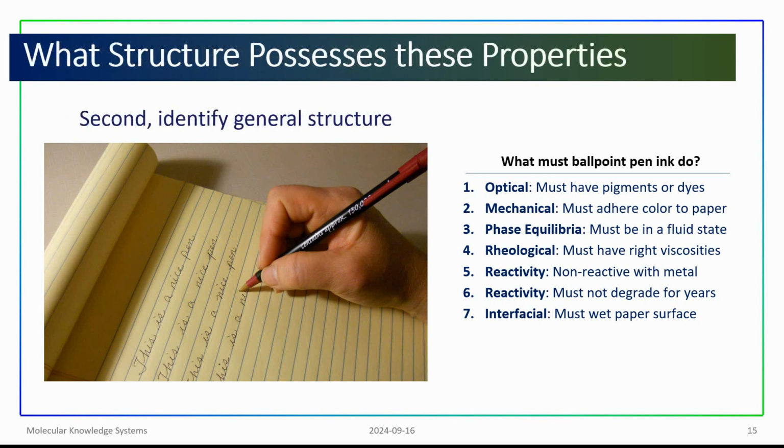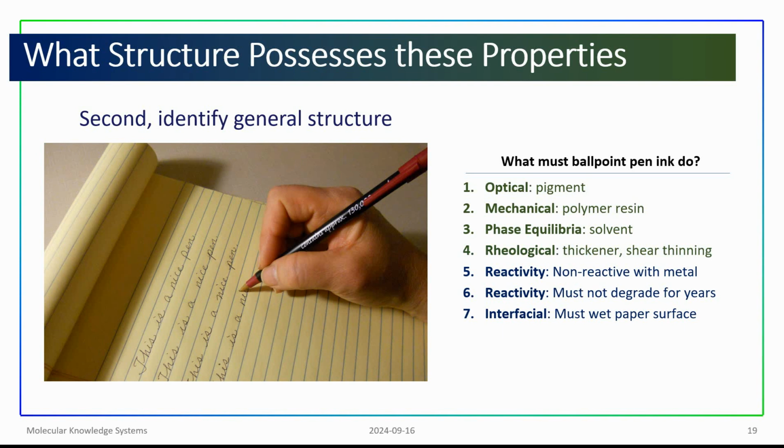Once we have all the important properties identified, we now begin to design the structure of the chemical product. For ballpoint pen ink, a mixture product, the structure means the types of mixture components. For example, for optical properties, we need a pigment. To adhere this pigment to paper, we need a polymer resin. To ensure the ink is in a fluid state, we need a solvent. And to ensure the ink has the right viscosities, thick enough to stay inside the pen, but thin enough to come out when the pen is rolled on paper, we need a thickener, specifically a shear thinning thickener.